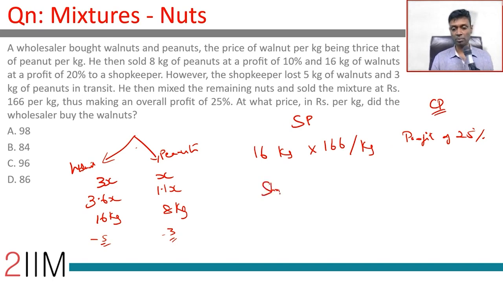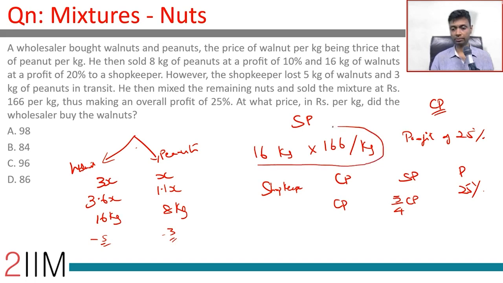For the shopkeeper, there is some cost price and some selling price. Profit of 25%. Selling price is this. If cost price were CP, then selling price is 5 by 4 CP. 5 by 4 CP is this number. What is cost price? Cost price is how much he spends in buying this. He buys 16 kilograms at 3.6x, 8 kilograms at 1.1x.